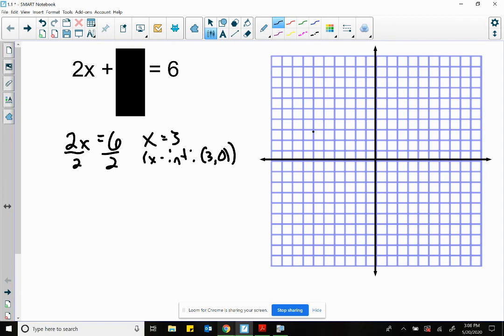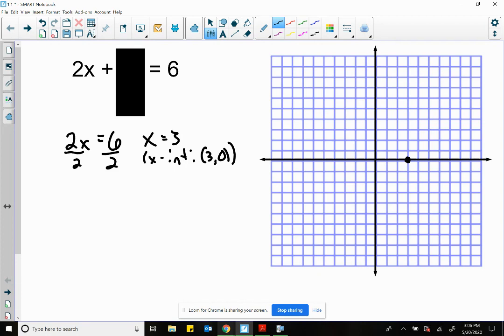Make sure that you read that fine print below the box. If it says give me an integer, then they're looking for the number. If it says give me an ordered pair, they want the point. So make sure that you read carefully. And if you wanted to, you could go ahead and plot this. This is the x-intercept. It is at 3, 0. There's the x-intercept. Okay?